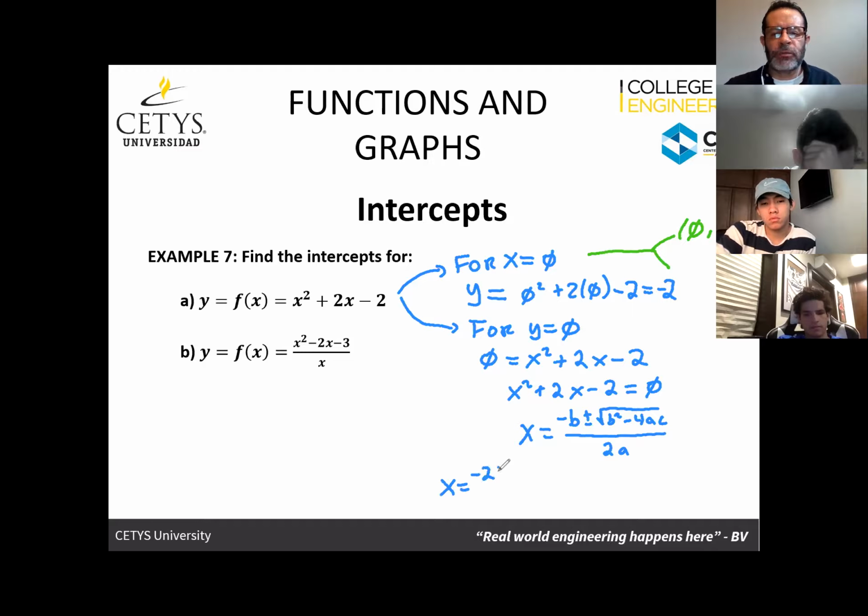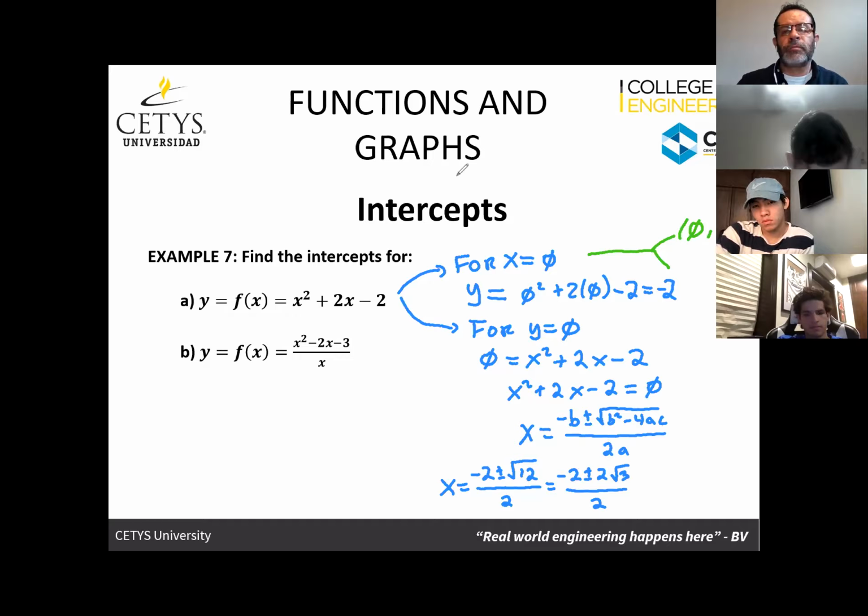X equals minus 2 plus minus the square root of 12, divided by 2. The square root of 12 is the same as the square root of 3 times 4, and the square root of 4 is 2. So this is going to be 2 times the square root of 3 divided by 2. The 2's are going to be eliminated. And so the roots are going to be minus 1 plus minus the square root of 3.